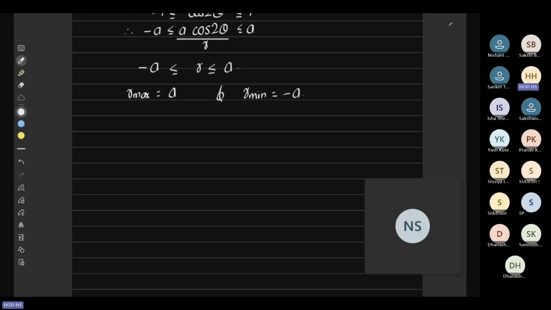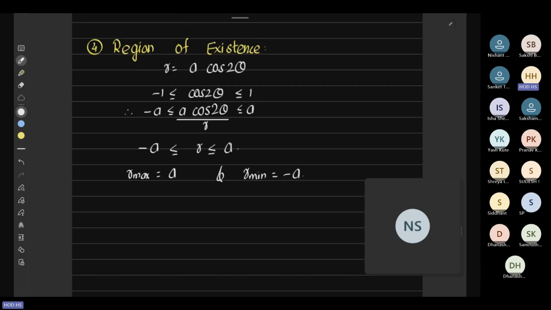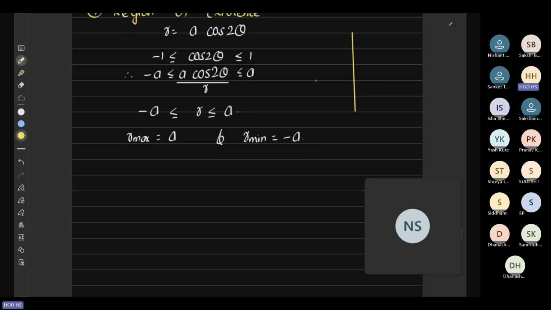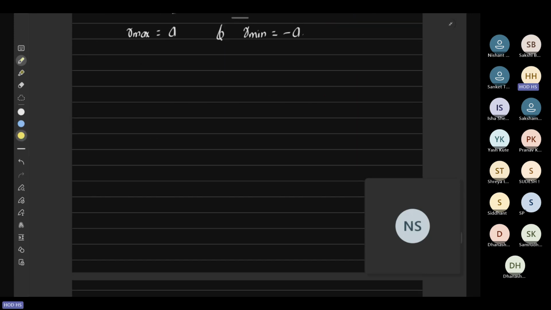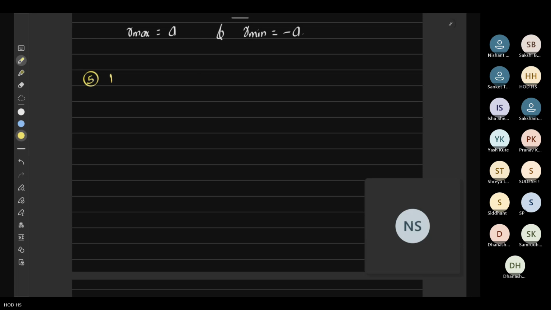So we got two values, r max and r min. So now what we can conclude from here is that our curve lies in the circle of radius a. So curve does not lie outside this circle. So that's what we have concluded from this point. Now we'll calculate values of theta corresponding to r max and r min.